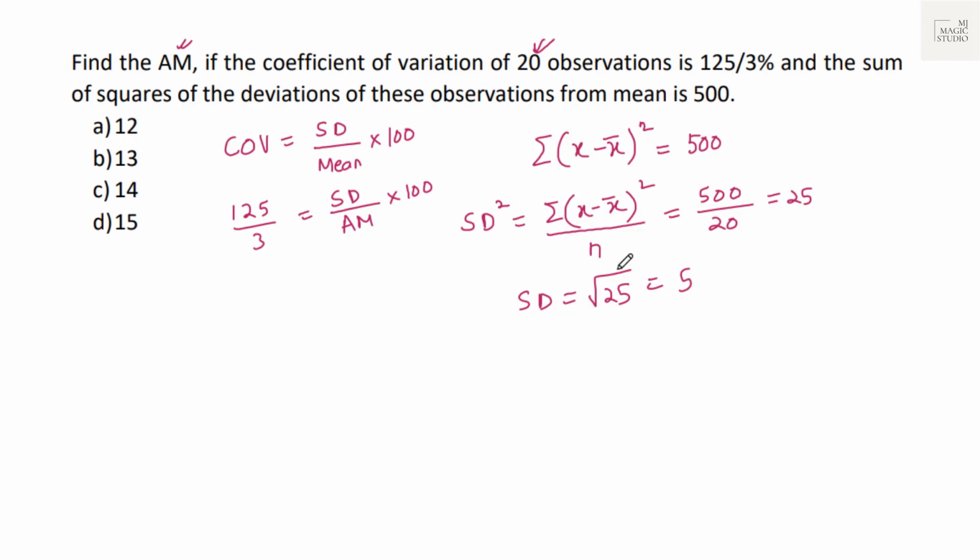Standard deviation is 5. Now if we put 5 here, we can find the value of AM. So 125 by 3 equals 5 by AM into 100. 25, 5 and this is 4. So AM is 4 into 3, that is 12. Arithmetic mean of the given observation is 12. Option A is the pick.